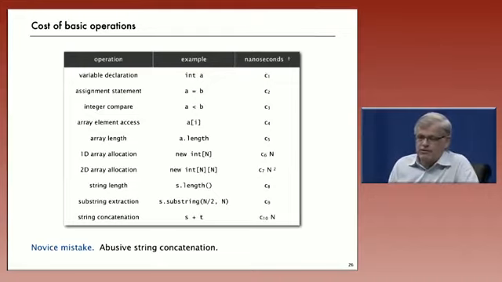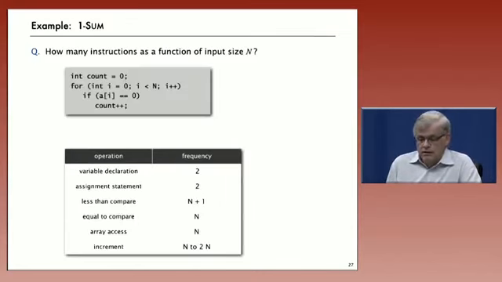In other operations, it depends on the system implementation. And an important one is string concatenation. If you concatenate 2 strings, the running time is proportional to the length of the string. And many novices programming in Java make the mistake of assuming that that's a constant time operation when it's not. All right, so that's the cost of each operation.